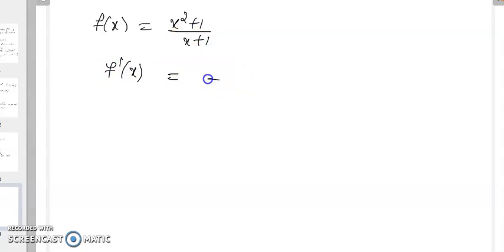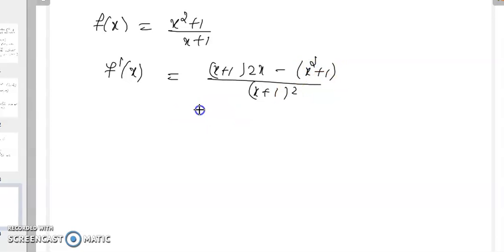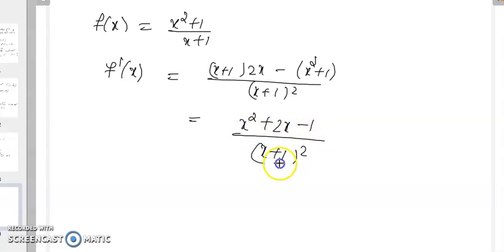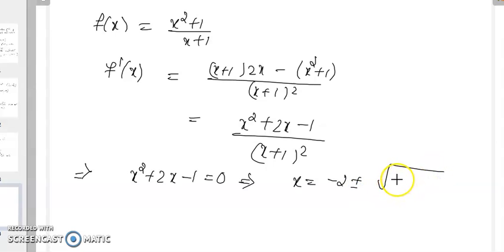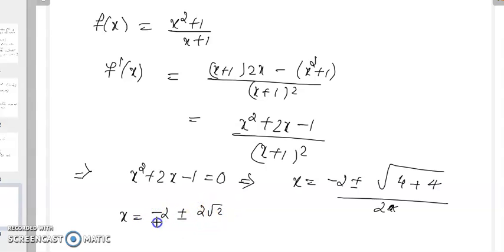So f dash of x is x plus 1 whole square into x plus 1 into 2x minus x square plus 1. That is 2x square minus x square, so x square plus 2x minus 1 by x plus 1 whole square. So x square plus 2x minus 1 equal to 0 implies x equals minus 2 plus or minus root of b square minus 4ac, so plus 4, divided by 2a, that is 2. So x will be minus 2 plus or minus 2 root 2 by 2, so that is minus 1 plus or minus root 2.